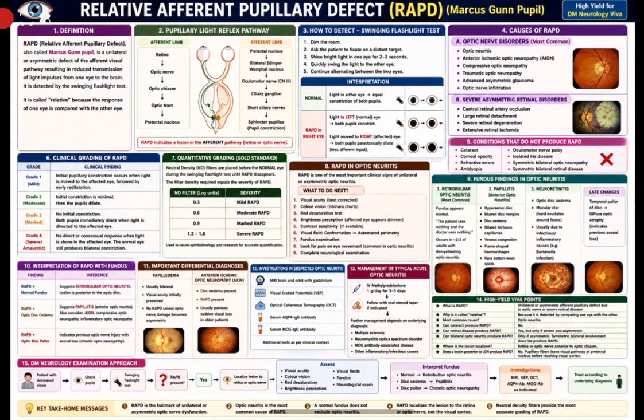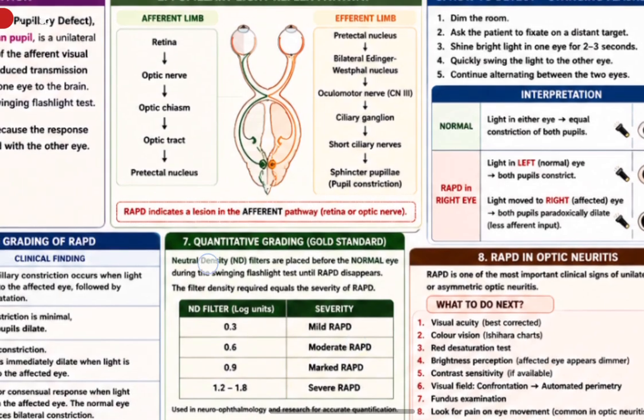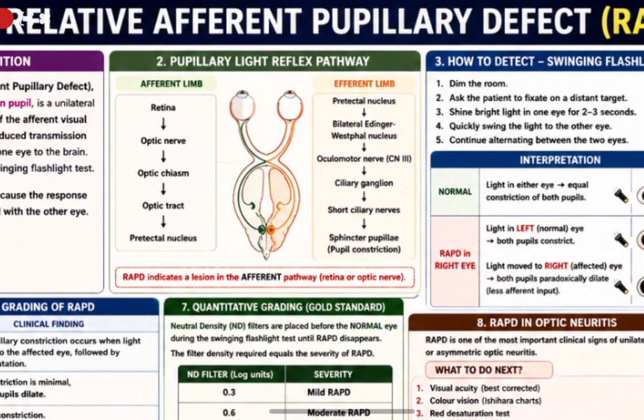Relative afferent pupillary defect. Relative afferent pupillary defect, also called Marcus Gunn pupil, is a unilateral or asymmetric defect of the afferent visual pathway resulting in reduced transmission of the light impulse from one eye to the brain. It is detected by the swinging flashlight test and it indicates dysfunction of the retina or the optic nerve. It is called relative because the pupillary response of one eye is compared with the other eye.